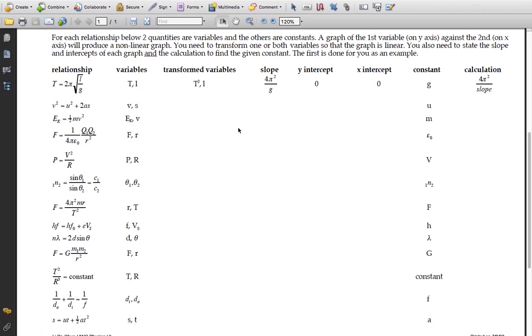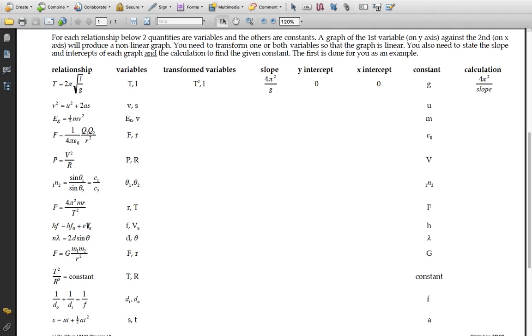I thought I'd record a very quick video that looks at what this worksheet is asking you to do. What the worksheet wants you to do is create a linear equation, or rather a linear graph, based on these relationships. Picking one from a little bit further down the page, we've got this one: hf equals hf0 plus eVs.